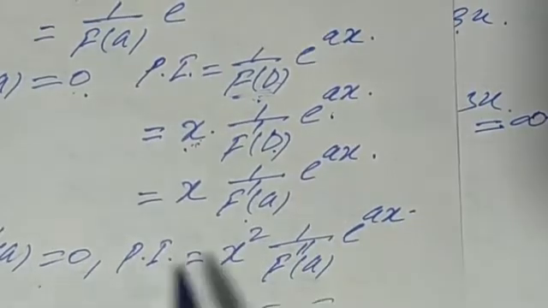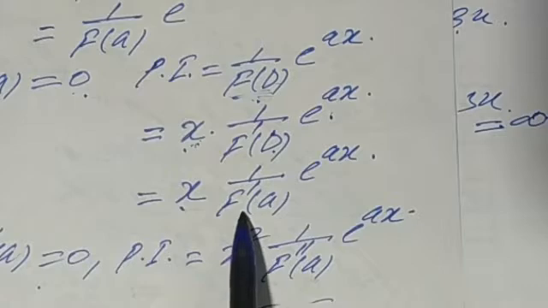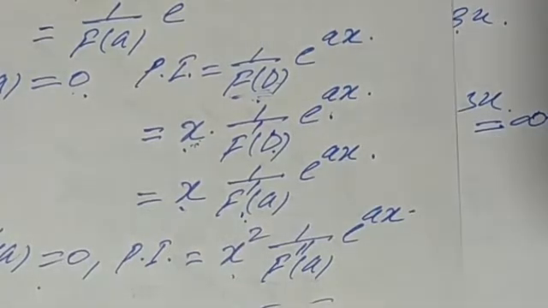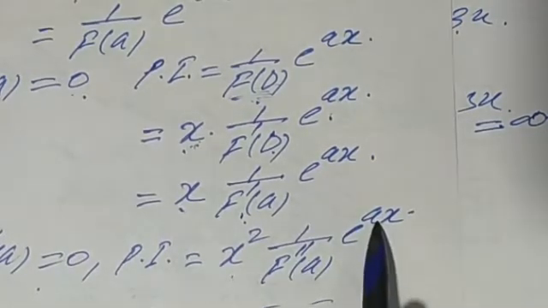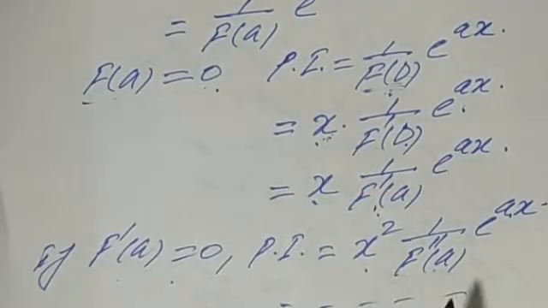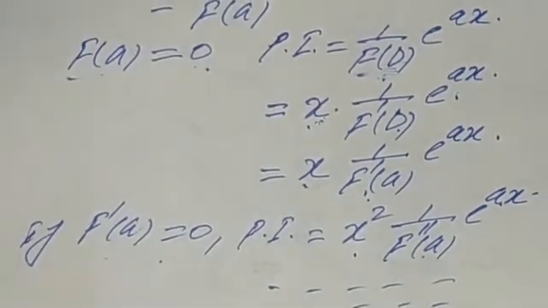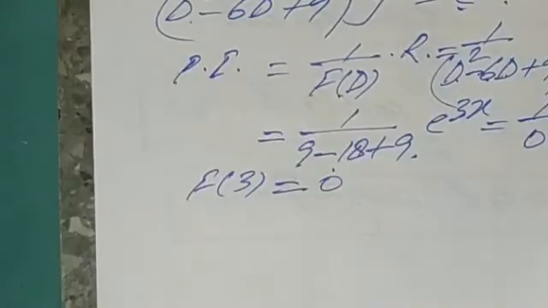If again it is 0, then again we have to take one more x, so that it becomes x square, and then we have to take one more differential of f(D), and then we substitute D is equal to a. If it is non-zero, it's okay, and if it is again 0, then we have to repeat this process again and again until we have a defined particular integral.